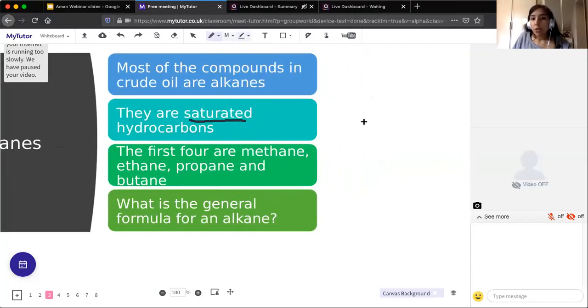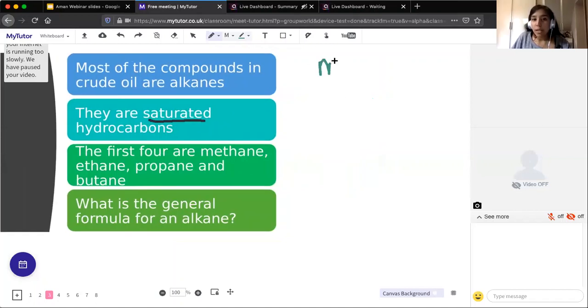So I'm going to draw the first alkane, which is methane. Methane is the first alkane, and the chemical formula for that is CH4. So remember, it is a hydrocarbon. It's only formed of carbon and hydrogen. And what we can see is that the carbon is bonded to 4 hydrogens like so.